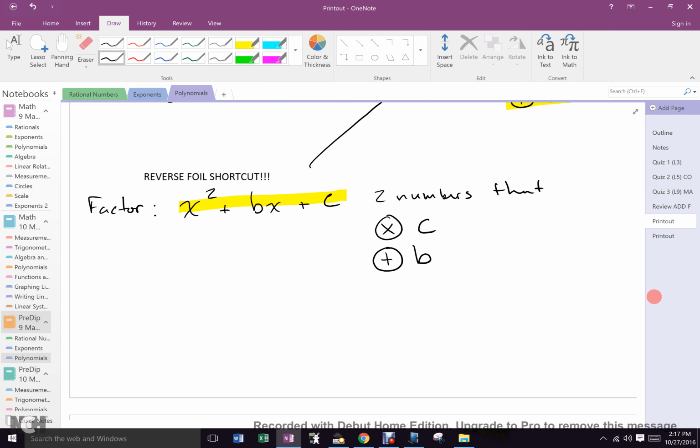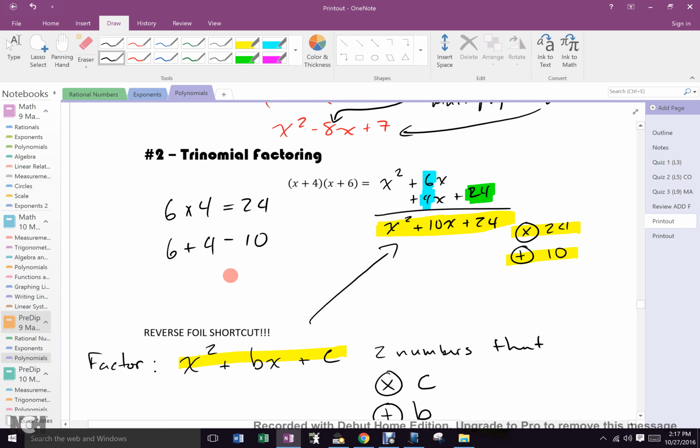No, we're reversing our FOIL shortcut up here. That's why I call it the reverse FOIL shortcut. Our FOIL shortcut is we do 4 plus 6 to get 10, yes? And then we do 4 times 6 to get 24. That's the FOIL shortcut, yes? So the reverse FOIL shortcut must be take our answers and then go backwards from there. That's what we've done here.